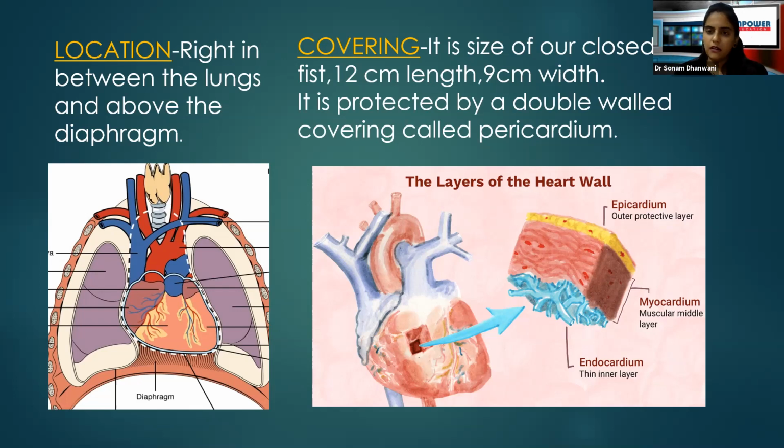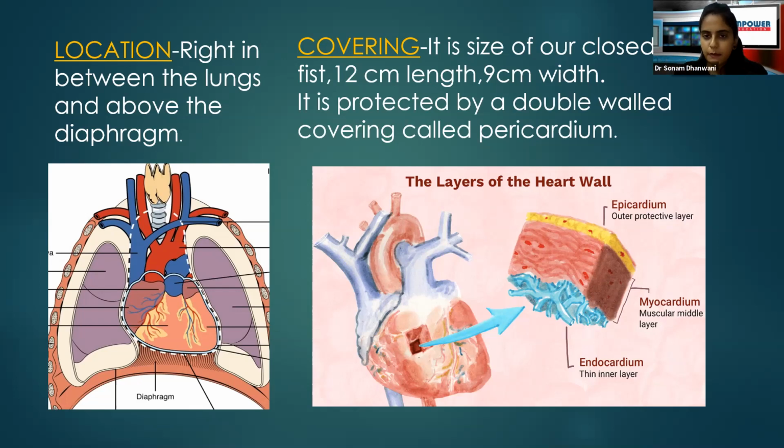Now if you take it cut to cut measurement wise, it's going to be around 12 centimeters in length and 9 centimeters in width. All right. Now it is protected by a complete covering of cells, of protective layers or skin layers known as the pericardium. Cardia means the heart. Peri means the covering, outside covering. So that is why it is called pericardium. The covering of the heart is known as the pericardium.